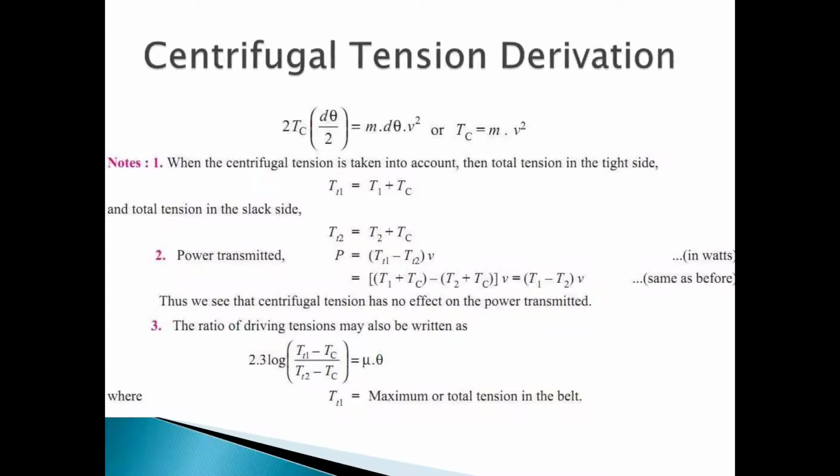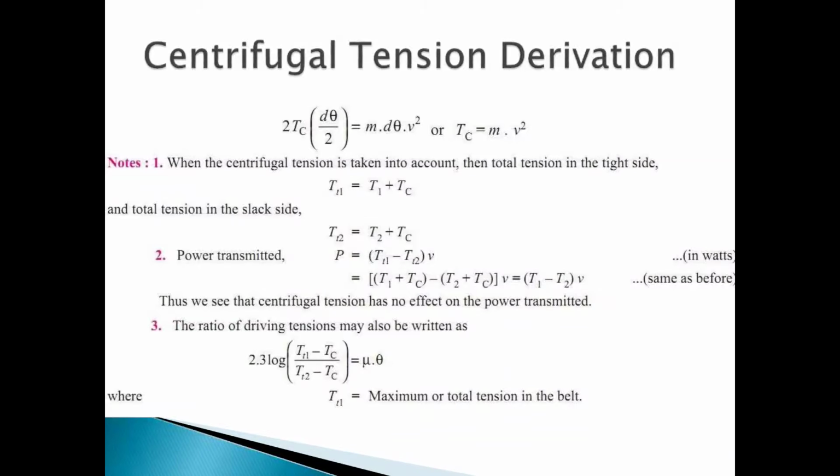Note: when the centrifugal tension is taken into account, the total tension in the tight side, small t1, is equal to T1 plus Tc. Total tension in the slack side, small t2, is equal to T2 plus Tc. Power transmitted P is equal to (T1 minus T2) into v. So the ratio of driving tension may also be written as 2.3 log of (T1 minus Tc) divided by (T2 minus Tc) is equal to mu theta.